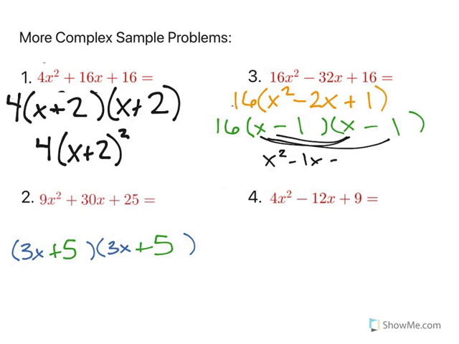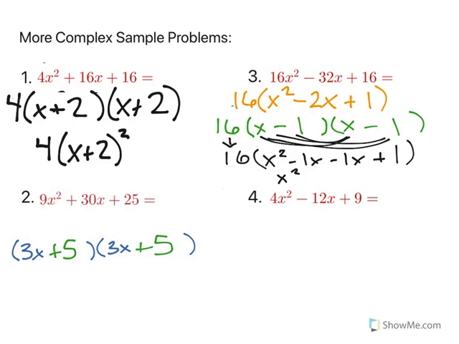X times negative 1 is another negative 1x, and 1 times negative 1 is positive 1, sorry. We combine like terms and we get x squared. Whoops, I forgot to write down the 16. Don't forget to do that. If you don't bring down the 16, you might forget to distribute at the end.